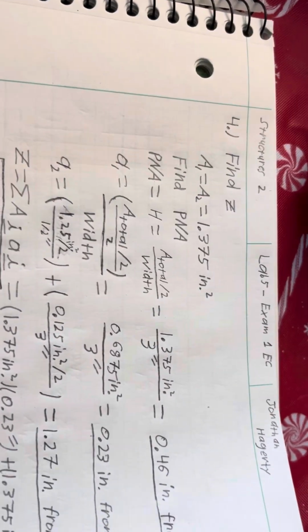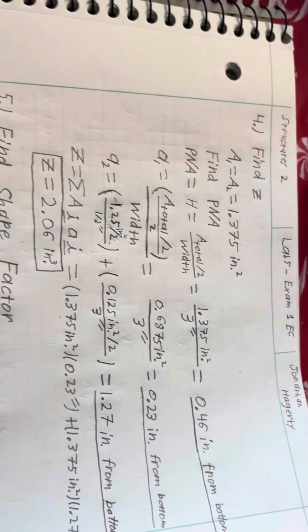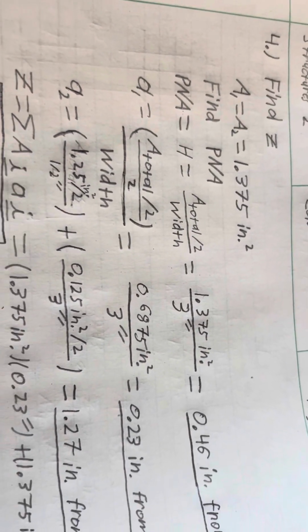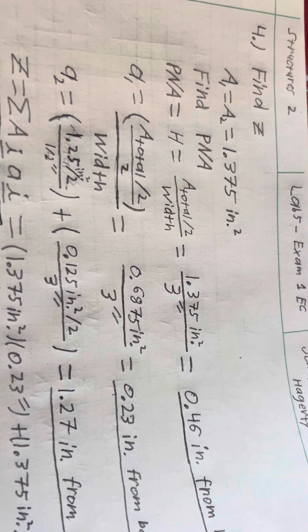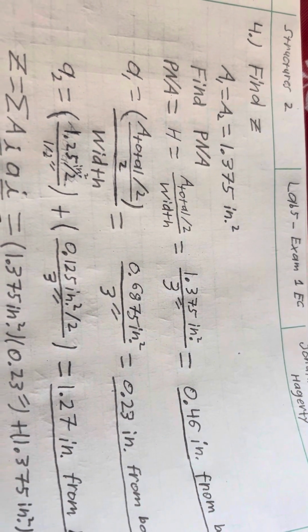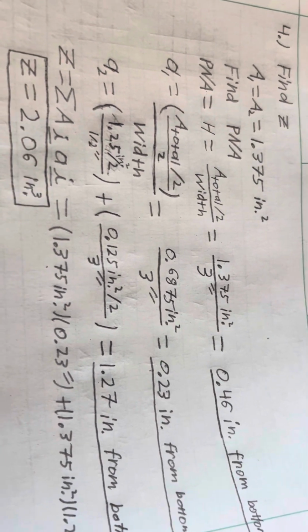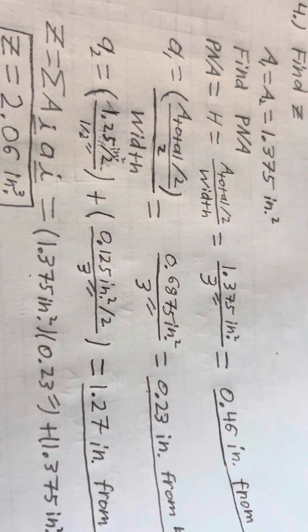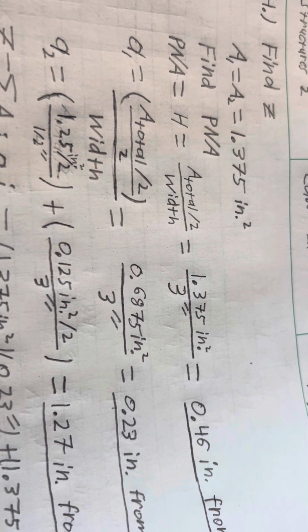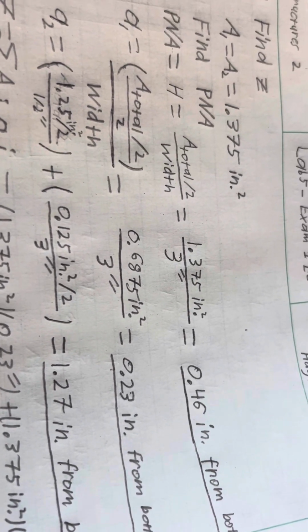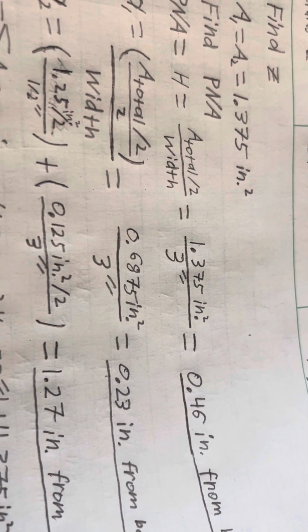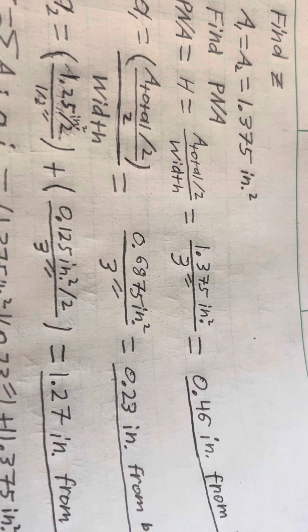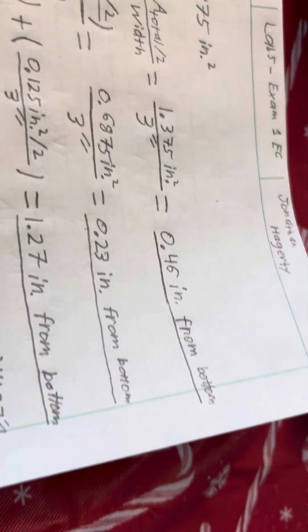So now the hard part, finding the plastic section modulus. So we start out by acknowledging that A1 equals A2, which is about 1.375 inches squared when you divide it evenly. So our first step is we want to find our plastic neutral axis, PNA. So we take that area total over 2, which equals that 1.375 inches squared. And we divide by the width, which is going to be, for this purpose, 3 inches. And we get 0.46 inches from the bottom.